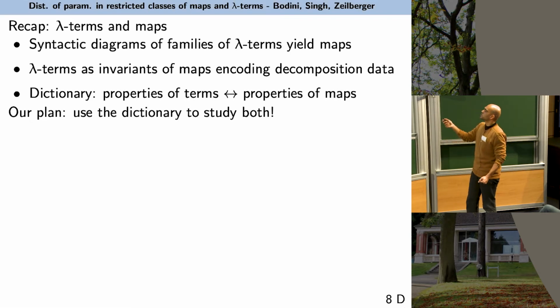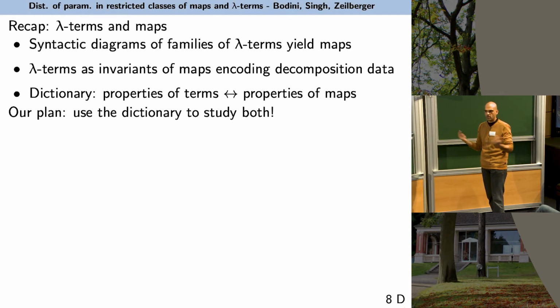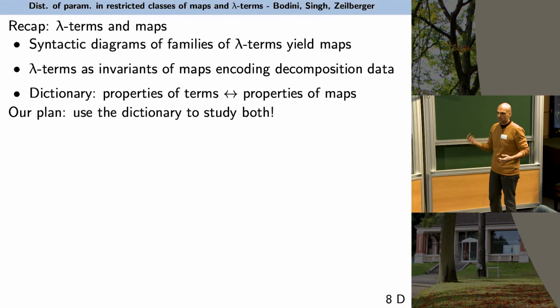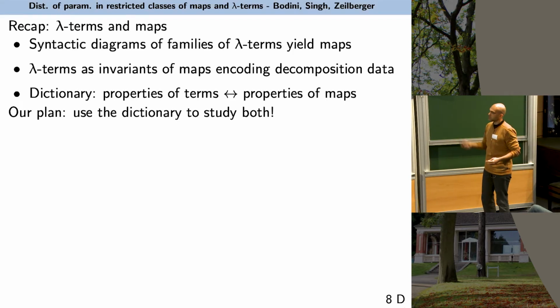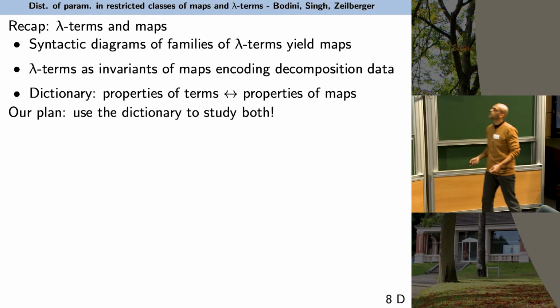And I want to stress here that it is not just using maps to study terms or just using terms to study maps, but this is a fruitful two-way connection, where we're using maps to study some properties of lambda terms and lambda terms to study some properties of maps, in ways that one illuminates the other in unexpected ways that you would not arrive at just by looking at maps or just by looking at terms.